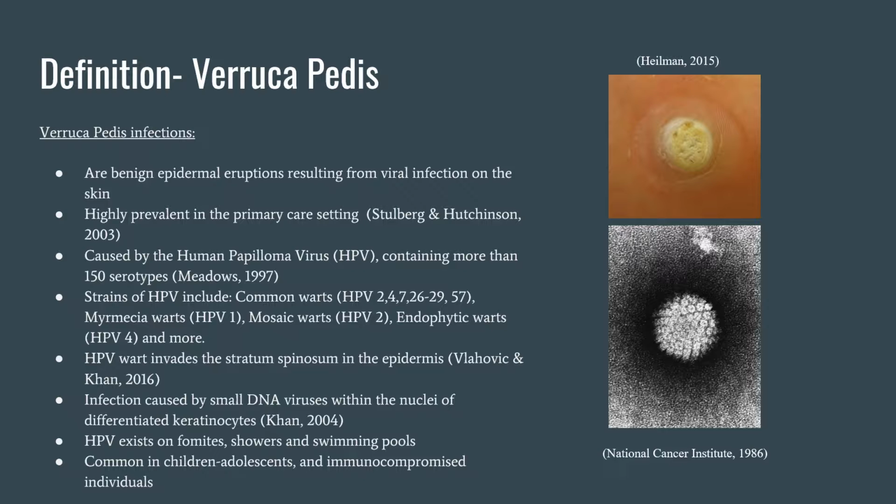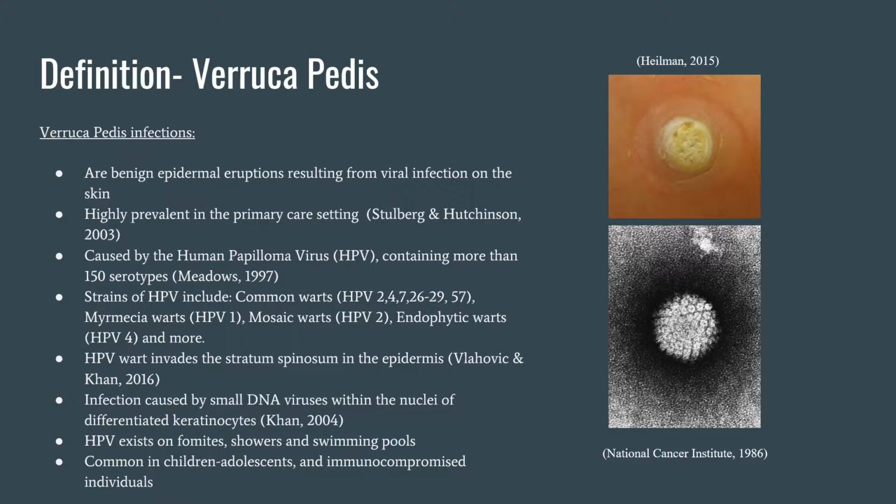Viral entry occurs when trauma or damage to the skin occurs, acting as a portal for the virus to enter and invade the stratum spinosum in the epidermis. Infection is caused by the multiplication of small DNA viruses within the nuclei of differentiated keratinocytes, inducing squamous epithelial tumors of the skin and mucosa.